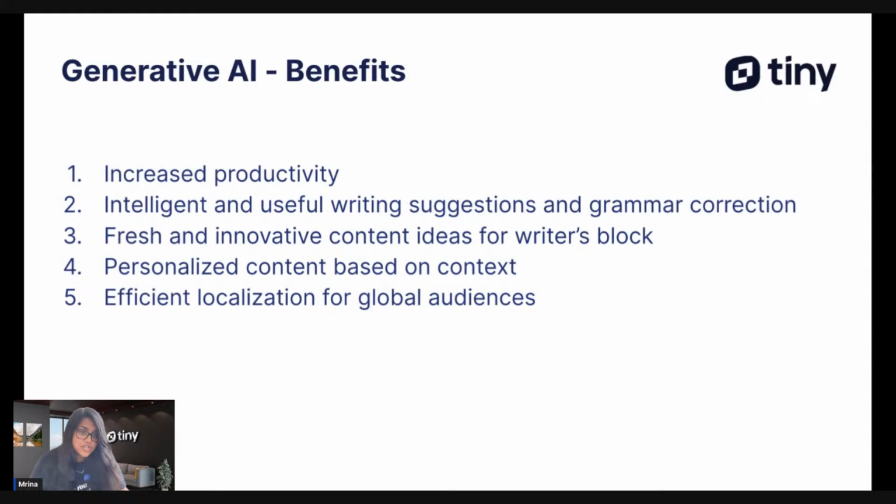There's also grammar correction. Sometimes you don't have a second pair of eyes. Sometimes you're a small company, and you could really use some sort of tool to ideate your sentences against. There's of course fresh and innovative content ideas for writer's block, as I mentioned. There's also personalized content. So if you give generative AI models a specific persona or specific user, it can really tailor content around that. And I think what's really novel about this part is the efficient localization.